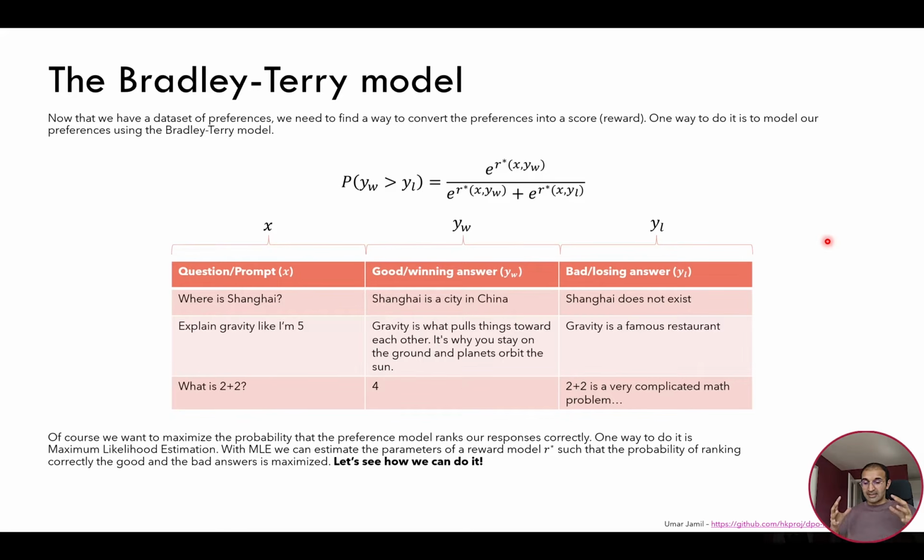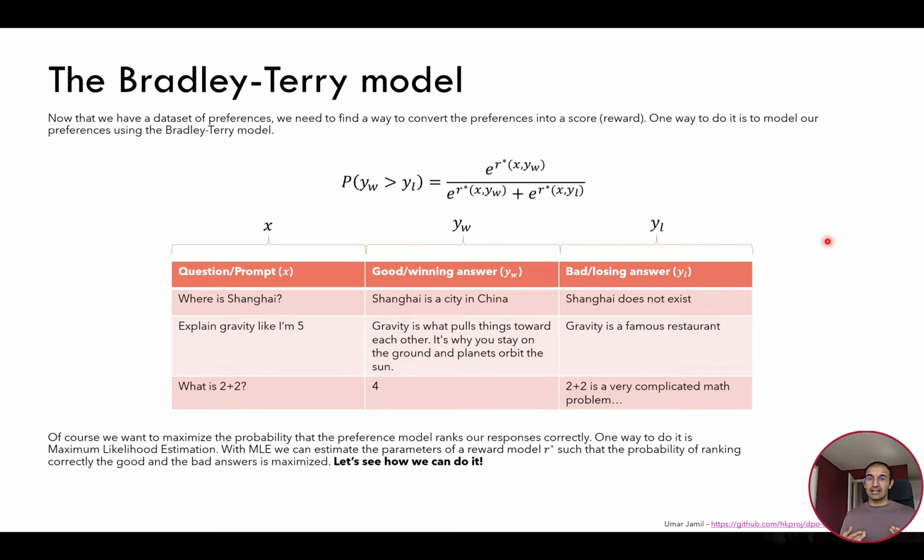We need to convert this dataset of preferences into a numeric score that we can give as a reward to our language model to choose more likely the answer that was chosen by the people, and to make it less likely to choose the answer that was not liked by the people, by our annotators. And this can be done through a preference model.